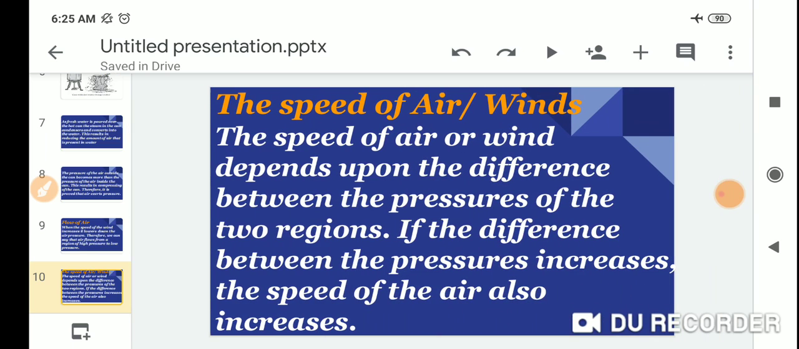The speed of air or winds depends upon the difference between the pressures of the two regions. If the difference between the pressures increases, the speed of the air also increases.